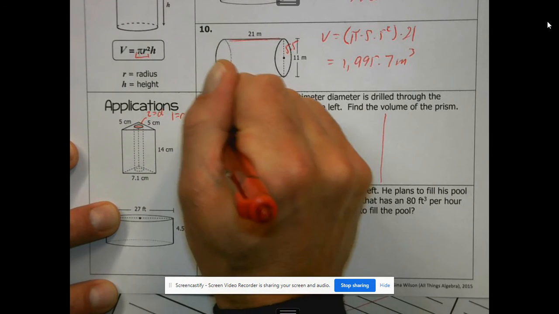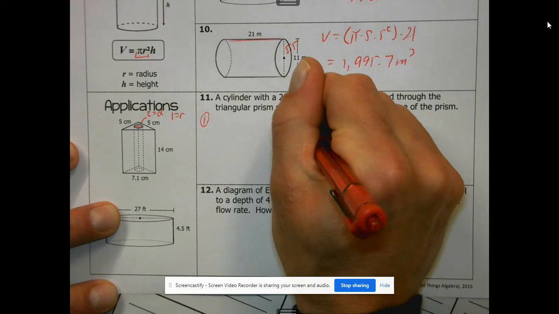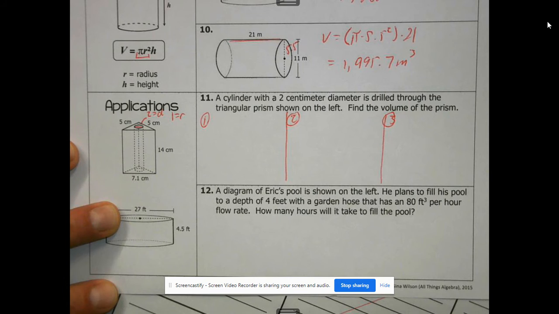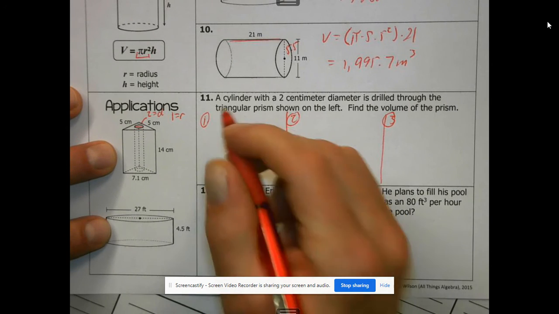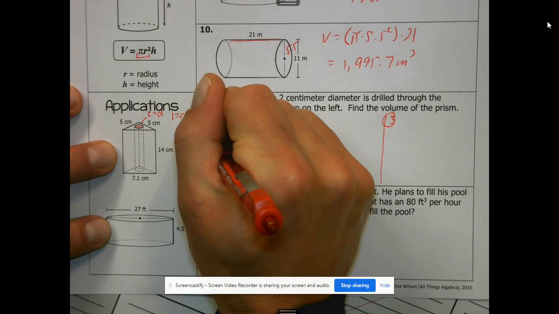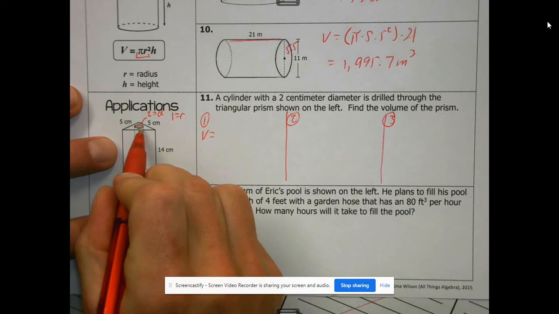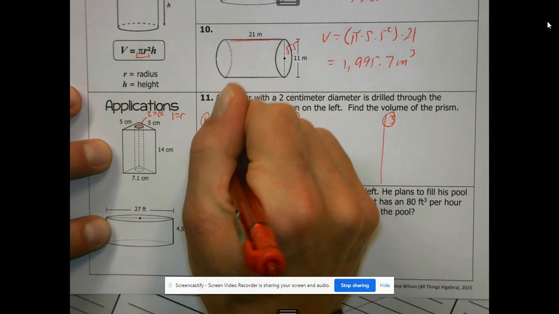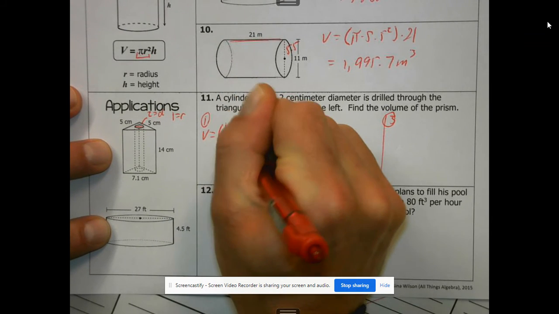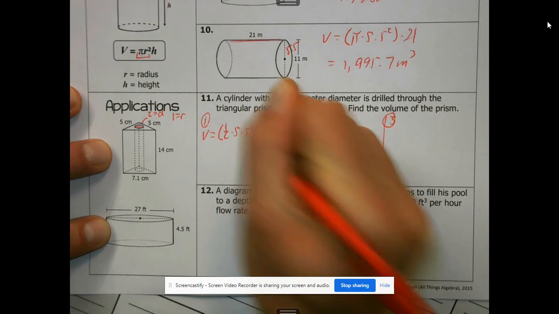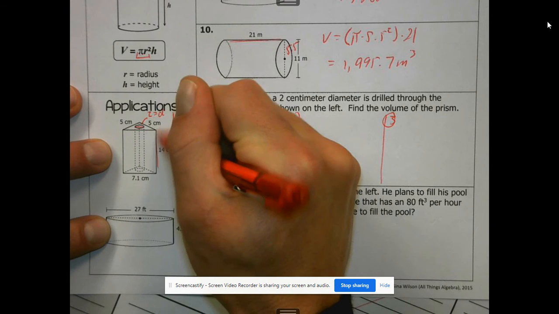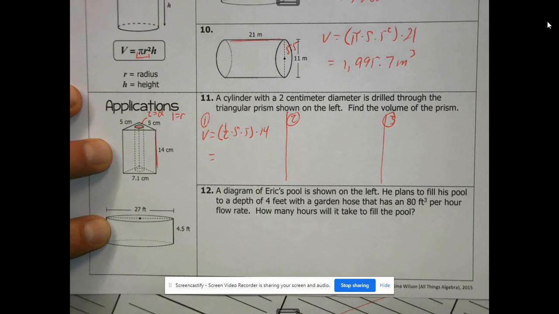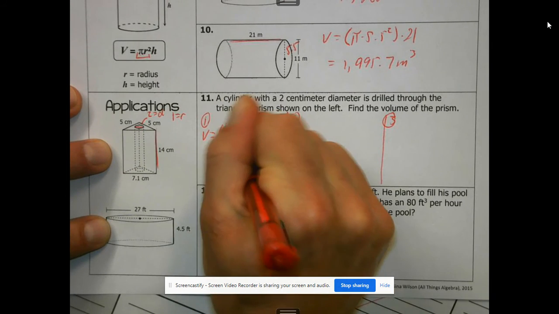So step 1, area of triangular prism. Step 2, area of cylinder. Step 3, subtract the answers. All right, triangular prism first. Base is a triangle, so I would highlight this if I was using my highlighter. So area base is 1/2, which is a triangle, times 5 times 5, times how long is your prism? 14. If we type that in, that comes out to be 175.